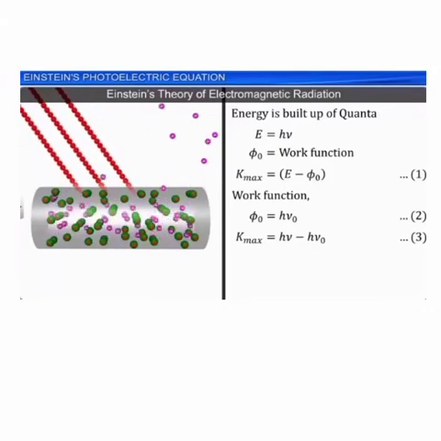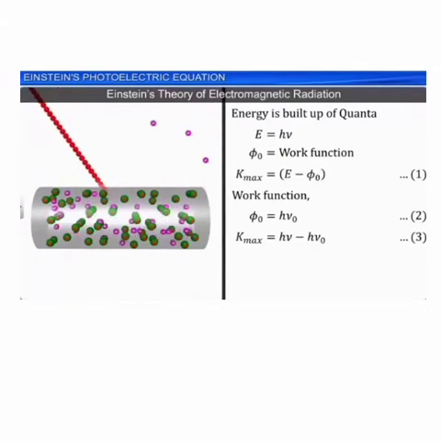If V0 is the stopping potential for a certain frequency, nu, of the incident radiation, the maximum kinetic energy, K max, is equal to eV0. Let this be equation 4. Substituting equation 4 in equation 3, we have eV0 is equal to h nu minus h nu naught. Let this be equation 5.